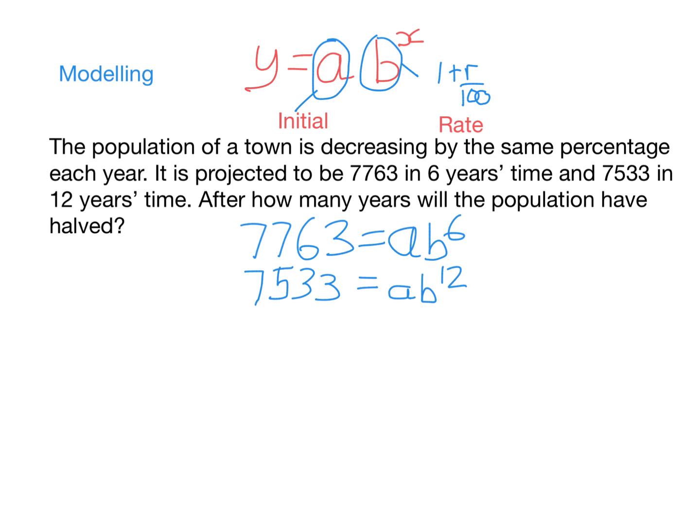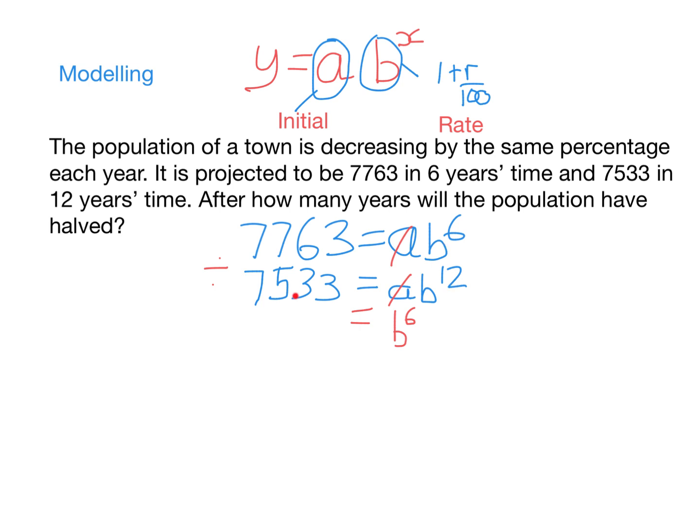So here we have two equations and two variables. Now we want to eliminate one of them. We can't do that by subtracting. Subtracting, say this from this, won't get rid of either A or B, but we can get rid of them by dividing. Now when we're dividing equations like this, always do the larger power divided by the smaller power. It's just easier that way. So when I divide A by A, they'll cancel out, and B to the power of 12 divided by B to the power of 6. We kept the same base and subtracted the powers.